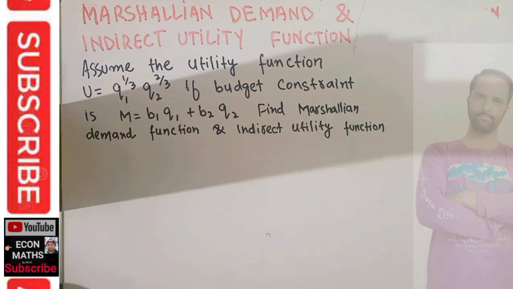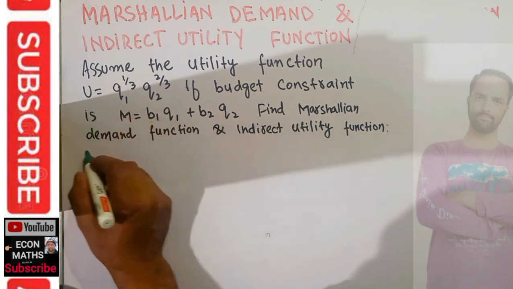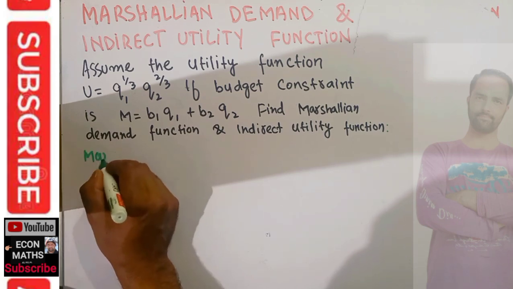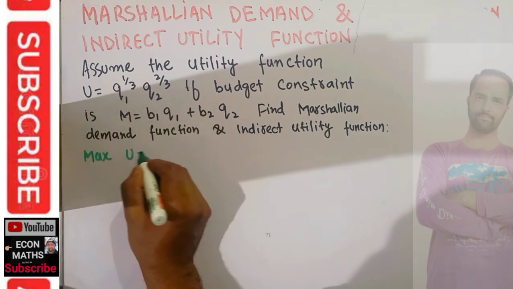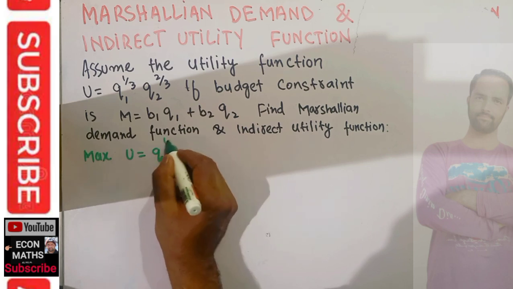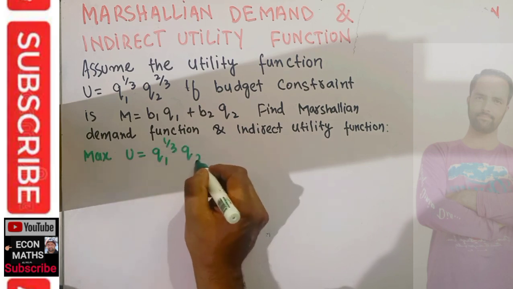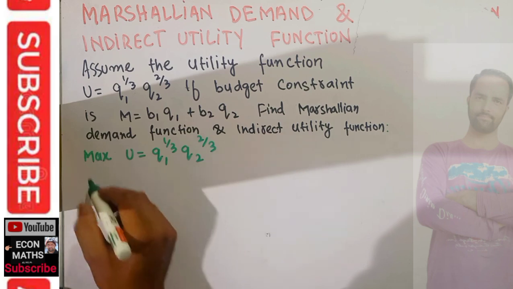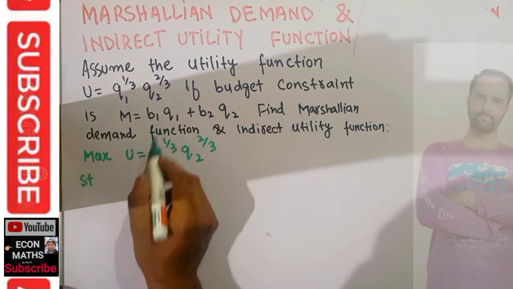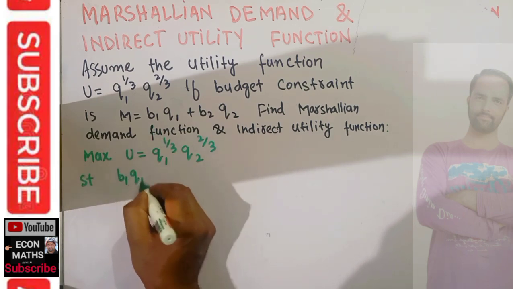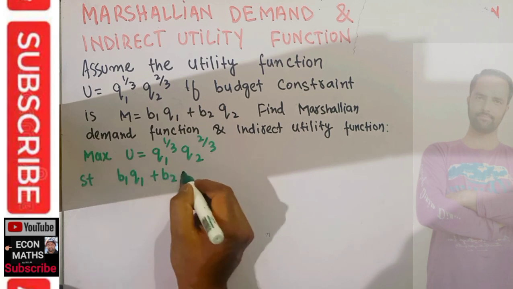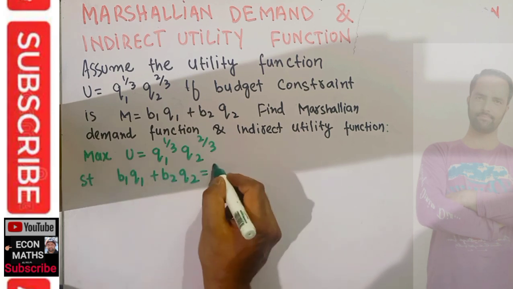This question was asked by a person on the Telegram channel of Econ Maths. Okay, so to find the Marshallian demand function, what is our endeavor here? We want to maximize the given utility function U = Q1 raised to the power 1/3 times Q2 raised to the power 2/3, and we have the budget constraint, that is B1 Q1 + B2 Q2 should be equal to the income of the consumer.